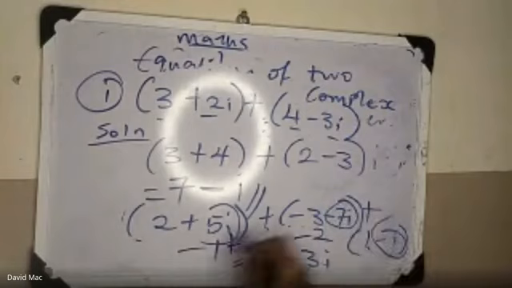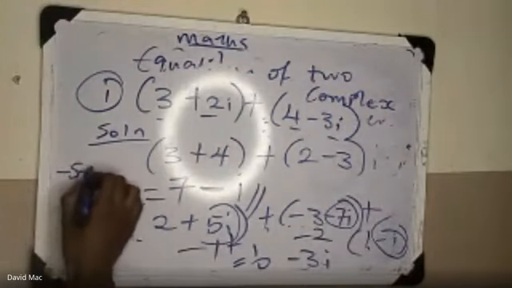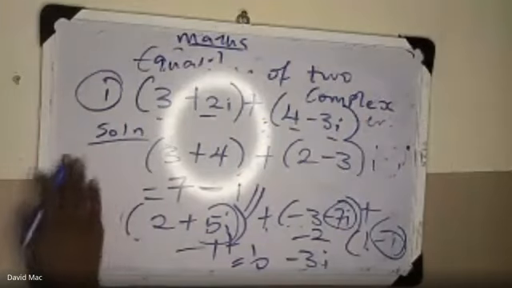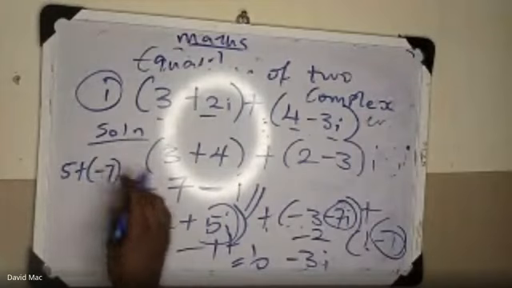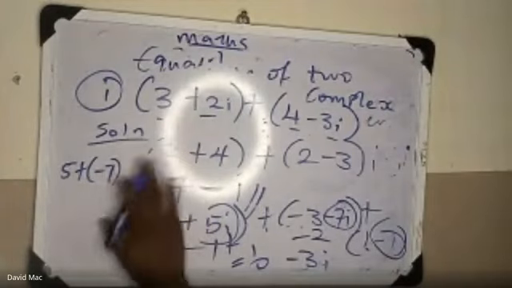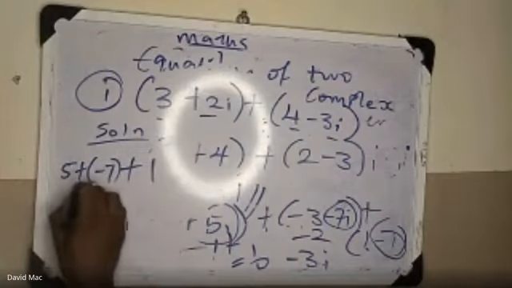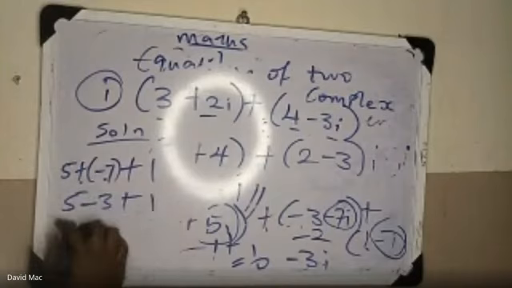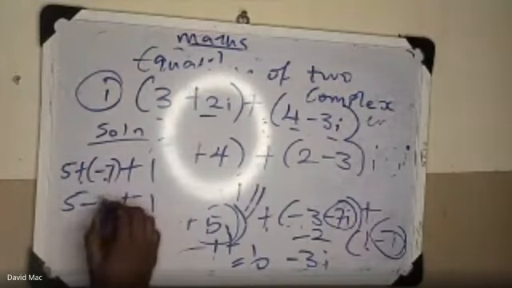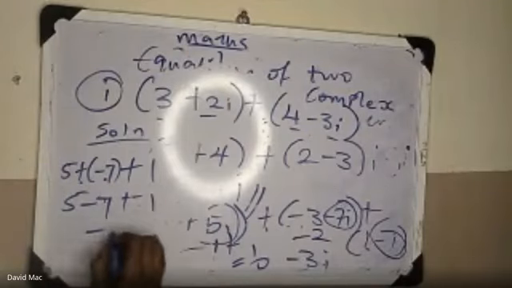Is that not so? So you are going to be having minus 5, sorry, you are having plus 5, plus or minus 7, because you're having minus 7, right? Plus 1, look at what I'm doing here. Plus 1, look at it. So plus times minus is what? Is 5 minus 3 plus 1. So 5 minus 3 is what? Sorry, 5 minus 7 rather. 5 minus 7 plus 1. So 5 minus 7 is what? Minus 2.